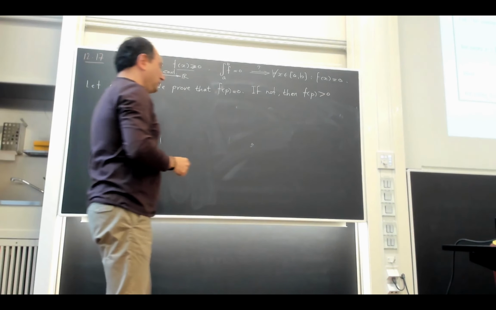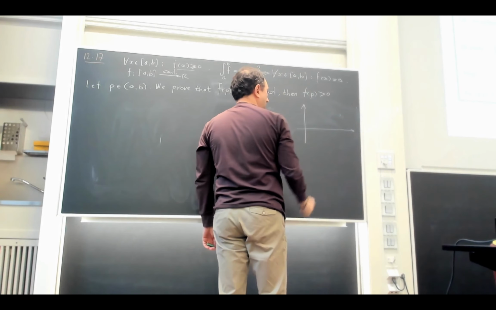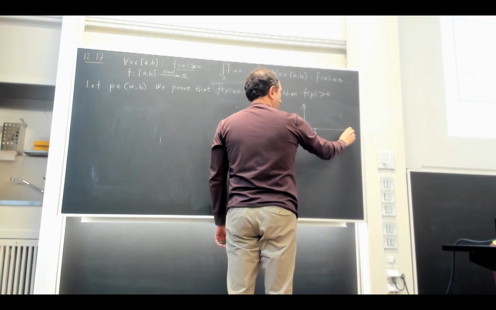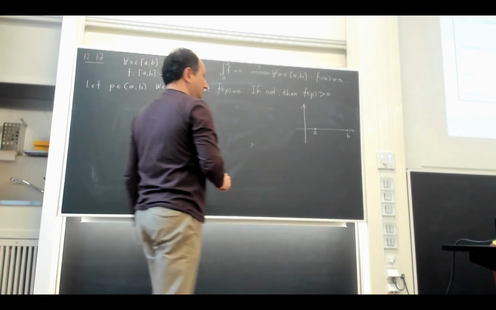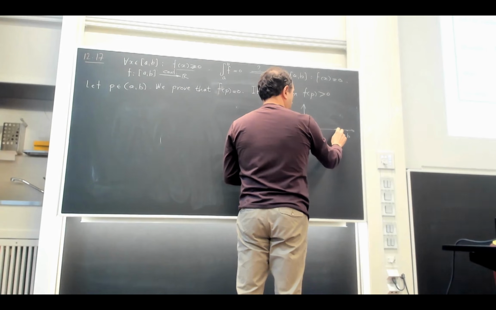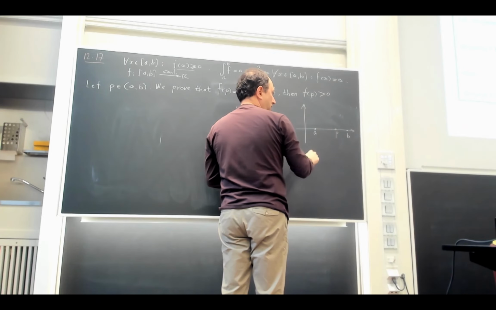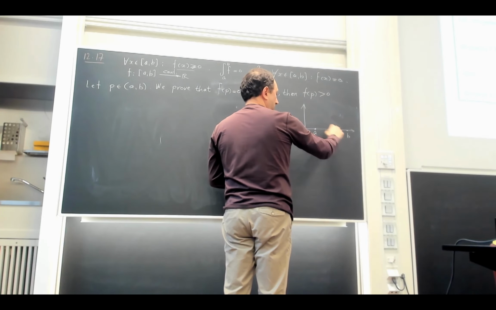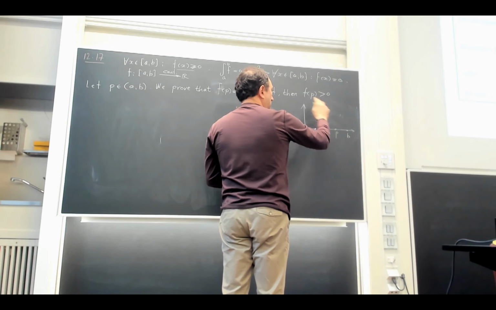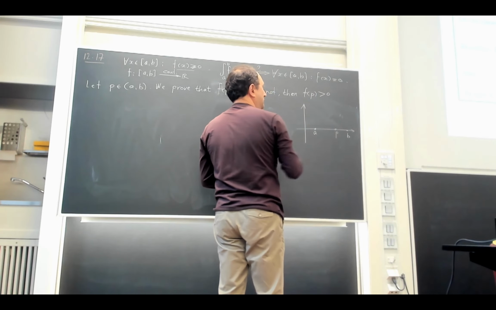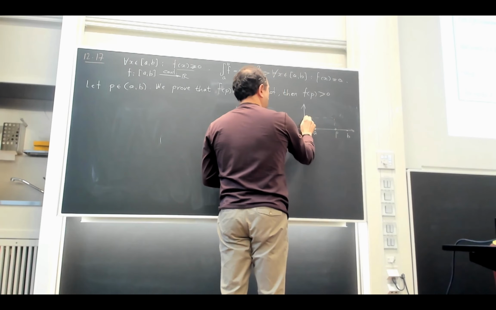If I want to draw a picture here for you, so what do we have? Here is a, here is b, and I have picked an element p within the interior of this interval. I want to prove that f of p is 0. In other words, I want to show that the graph of the function is identically 0 here. But if you don't agree with me, then you have to agree that f of p is greater than 0. So let us say that f of p is greater than 0 somewhere here.